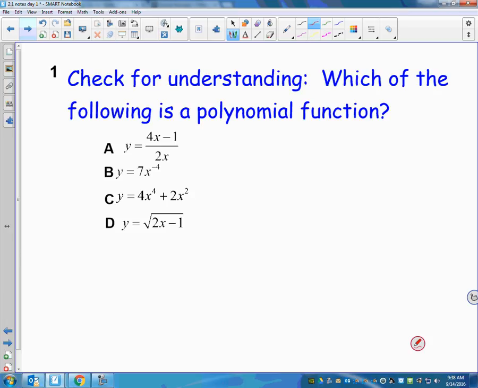It's C, because this one is dividing by x, so that's no. This one is a negative exponent, two divided by x. This one has a square root of x, so no. Yes, you're all right.